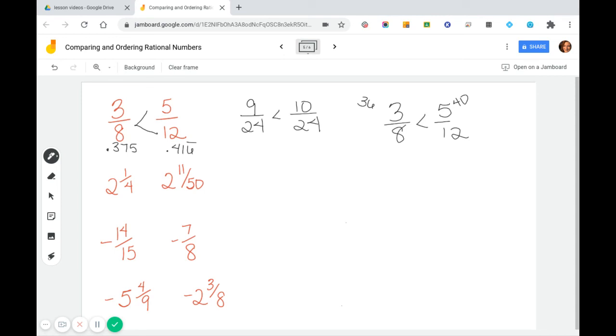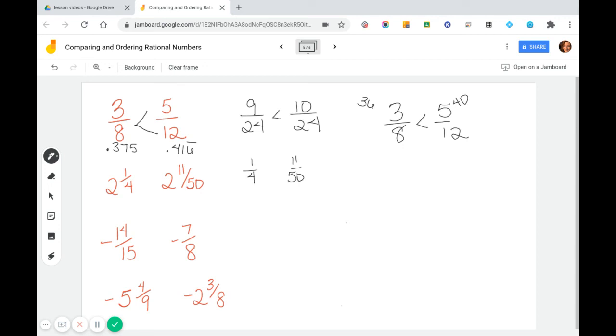Now, when they're mixed numbers, don't stress, because either the number in front of the fraction matches and you can ignore it as you compare them, or one of them's bigger than the other and you don't have to do anything with fractions. On this, they're both starting with 2, so I'm not even going to worry about the 2. I'm just going to focus on the 1/4 and the 11/50ths.